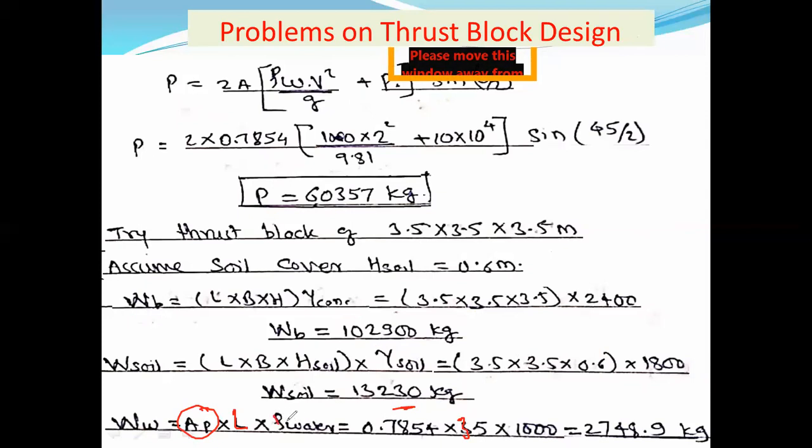And weight density of water, rho W is equal to 1000 kg per meter cube. Multiply that and you will get the weight of water in the block. It is coming 2748.9 kg. Now, do the addition of that to get total frictional resistance.